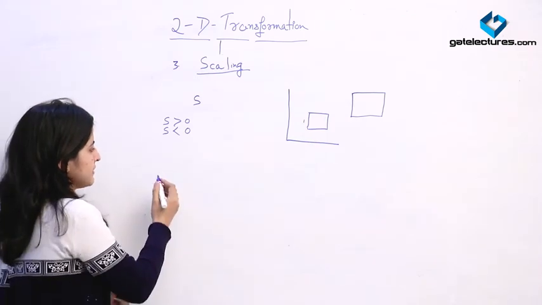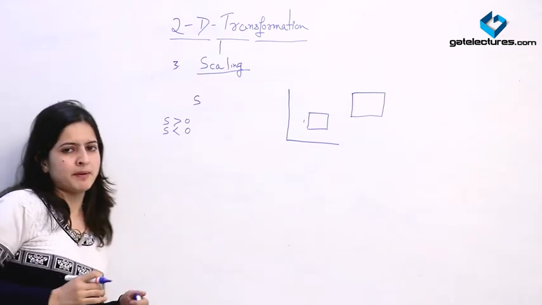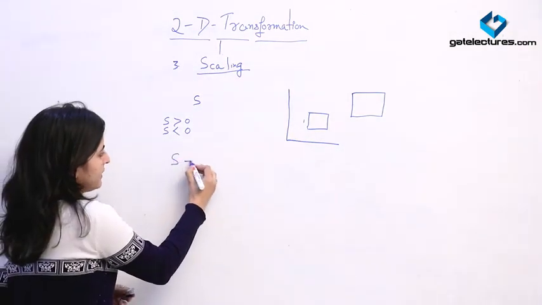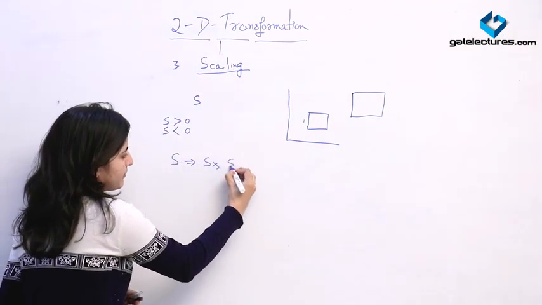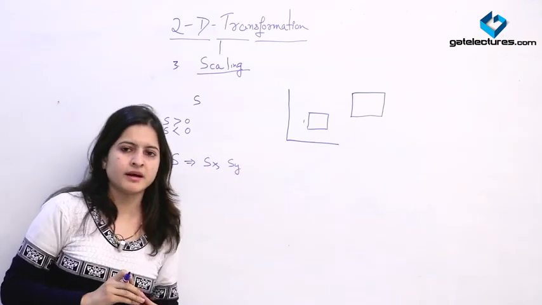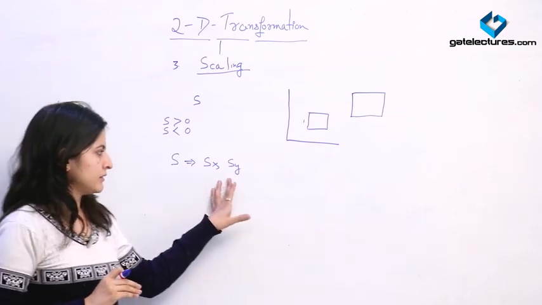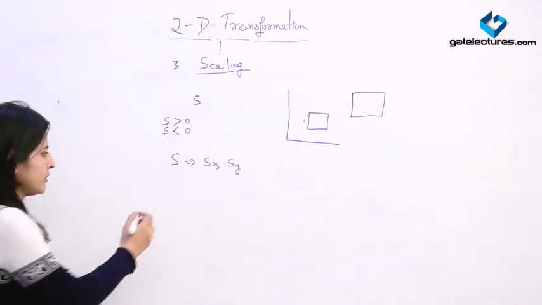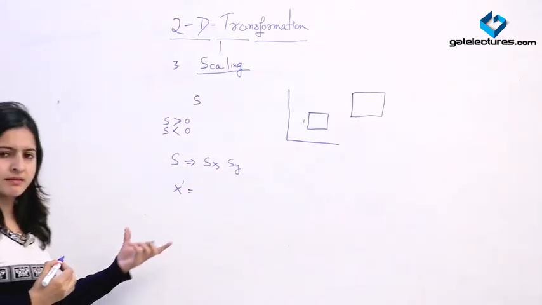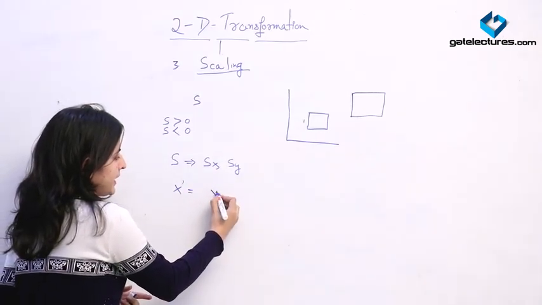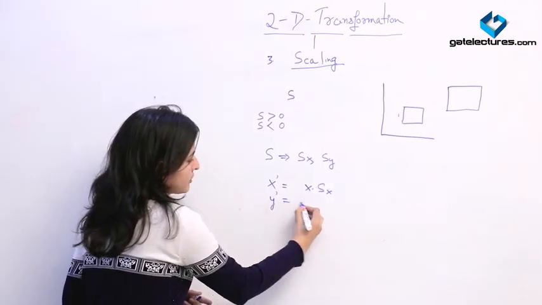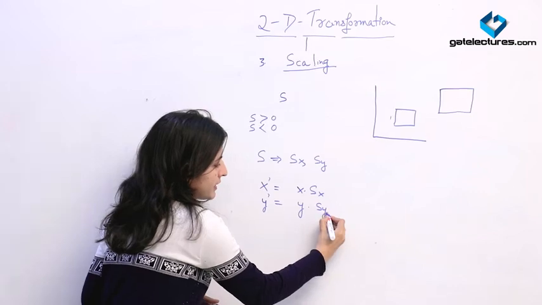So now we will see this. Here we are directly multiplying the coordinates with the scale factors. The scale factor will be represented by sx, sy, meaning we are scaling the x coordinate by multiplying with sx and we are scaling the y coordinate by multiplying with the scale factor sy. So here we can directly say that the new coordinates which we will get after scaling, x dash will be x dot sx and y dash is equal to y dot sy.